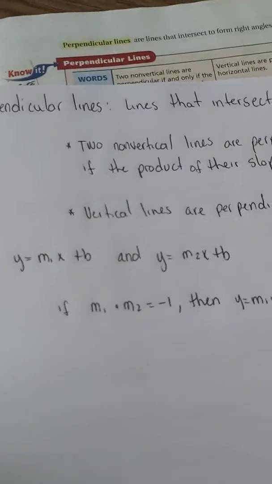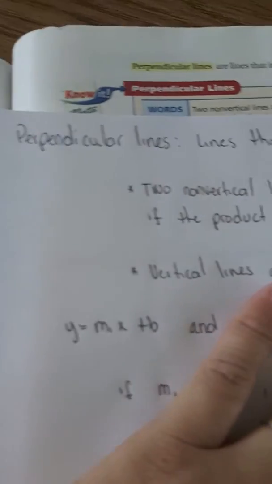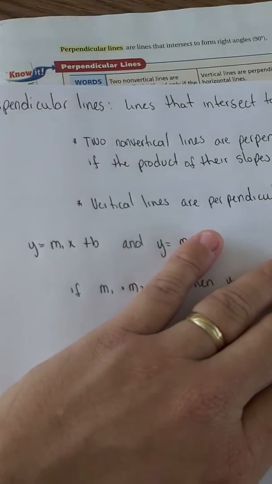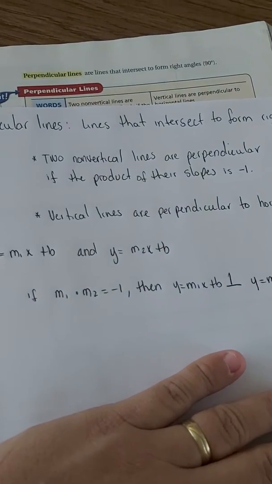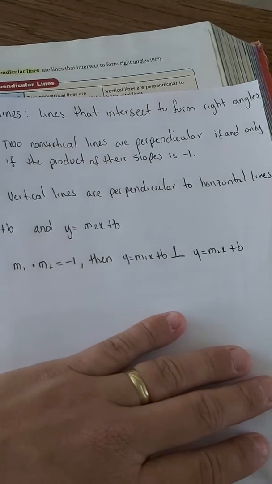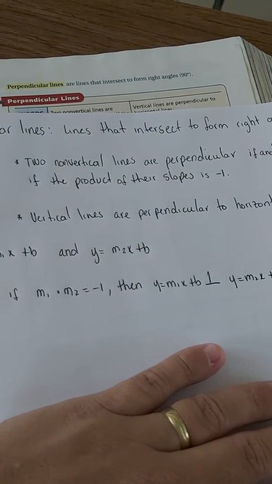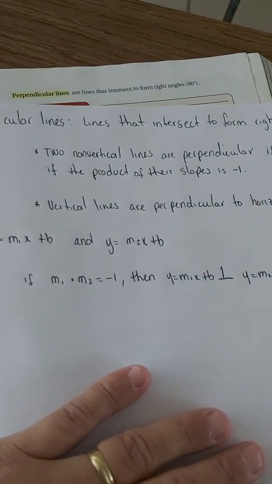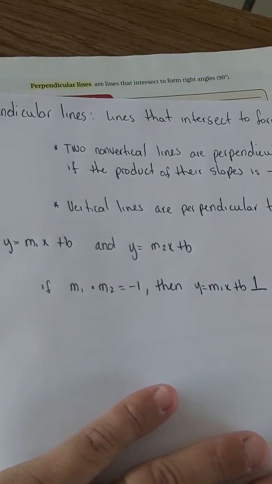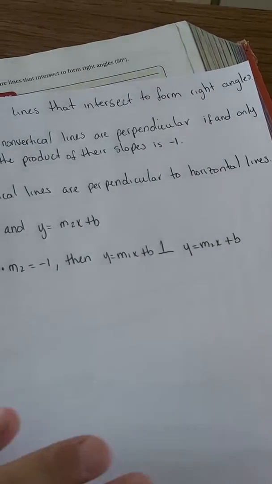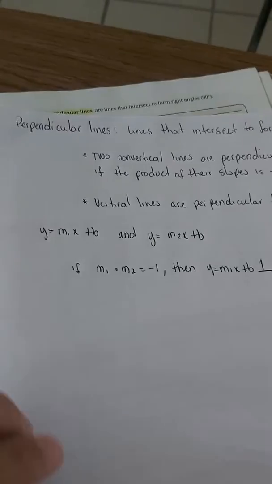So now, perpendicular lines. By definition, perpendicular lines are lines that intersect to form right angles. Two non-vertical lines are perpendicular if and only if the product of their slopes is equal to -1. Now, vertical lines are perpendicular to horizontal lines.